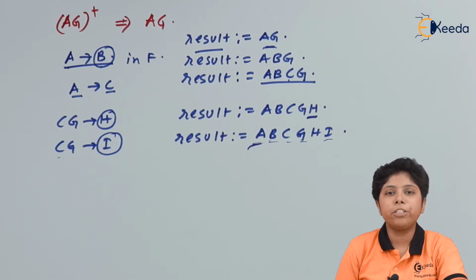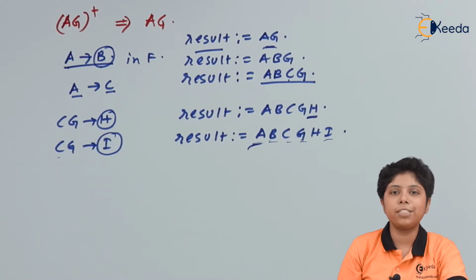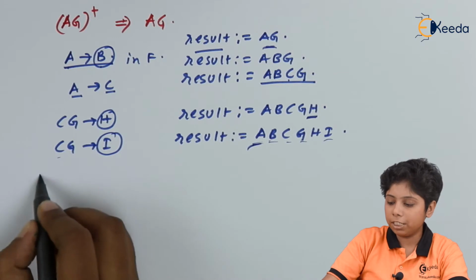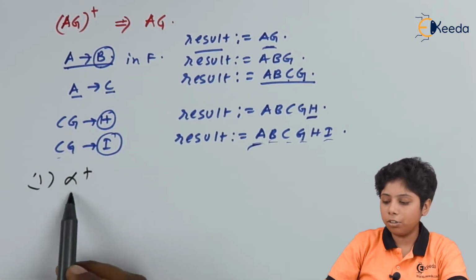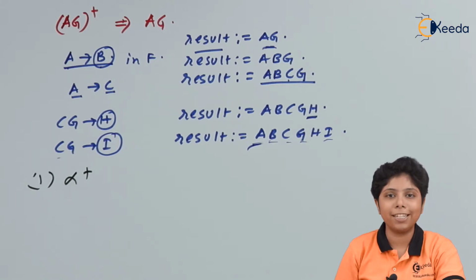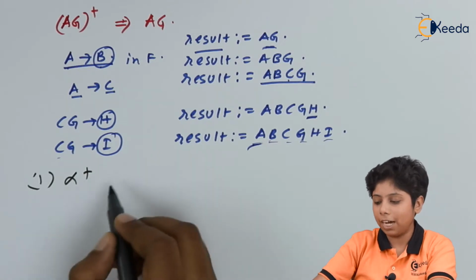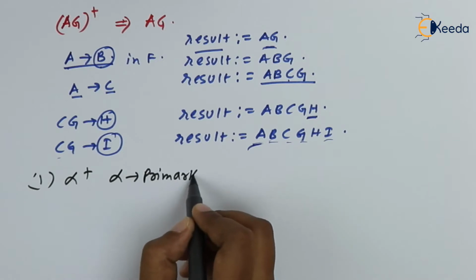Now, where do we use these algorithms or the closure of attributes? There are many key areas where we can use them. First is to test the primary key. If I want to test whether alpha is a primary key or not, we just compute alpha plus, the closure of alpha. If the closure of alpha contains all the attributes of the relation, then we can easily say that alpha is the primary key of that particular relation.